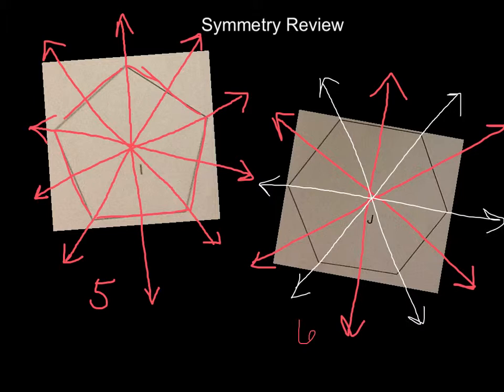So one thing we should have noticed by doing this activity was that if you have a regular polygon, which has sides of the same length and angles of the same size, you should have the same number of lines of symmetry as the shape has sides. So here our pentagon has 5 lines of symmetry, 5 sides. Our hexagon has 6 lines of symmetry and 6 sides. That only works for regular polygons, though.